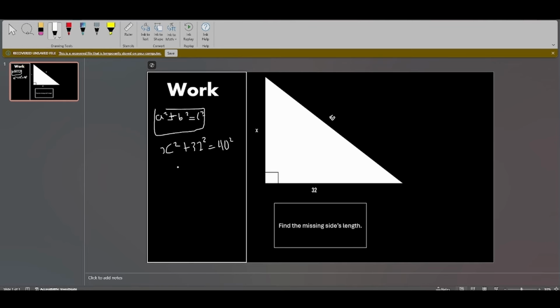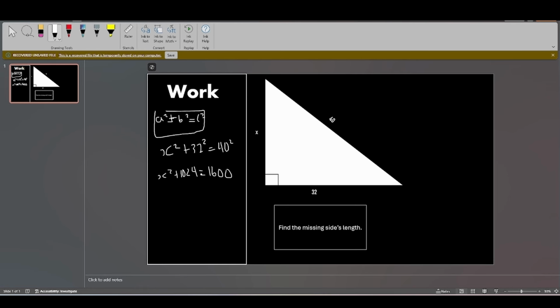So we have x squared plus 32 squared equals 40 squared. The next step is to calculate the squares. So 32 squared is 1024, and 40 squared is 1600. That leaves us with x squared plus 1024 equals 1600. Does that make sense so far? Yeah, thank you. You're welcome.